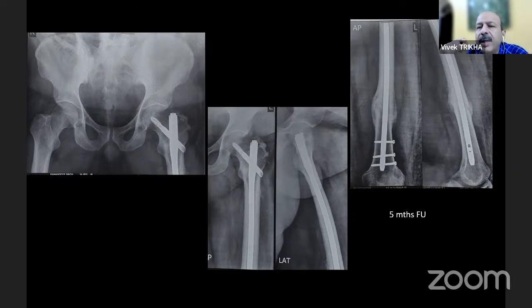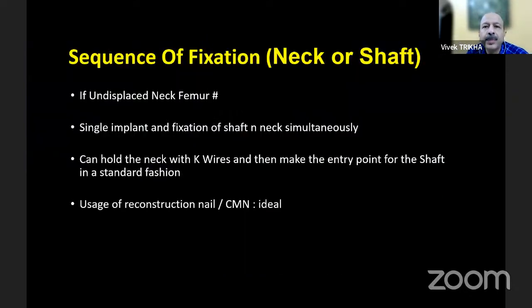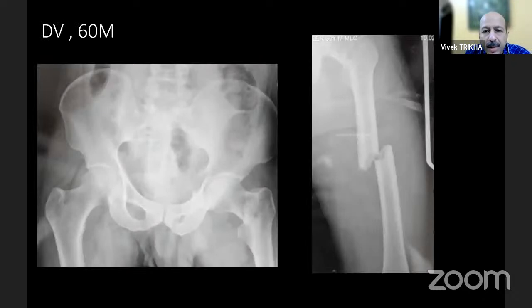But remember that's how you need to reduce your fracture, be it an intertrochanteric or a neck femur. Derotate the middle fragment, try to reduce the proximal fragment of the neck or the shaft, and then do whichever way you want to. So for us, if it is a neck femur fracture which is undisplaced, we normally tend to use a single implant and fix the shaft and neck simultaneously by putting in some preventive K-wires before and then making our entry point. We hold the neck with K-wires, make our entry point for the shaft, and use the recon or a cephalomedullary nail, which is ideal for such cases.